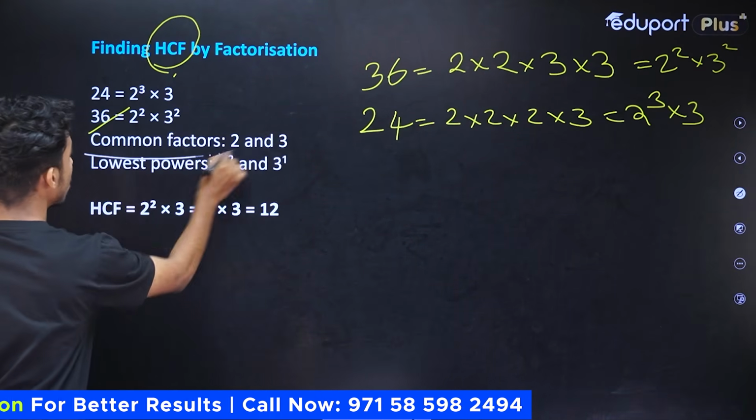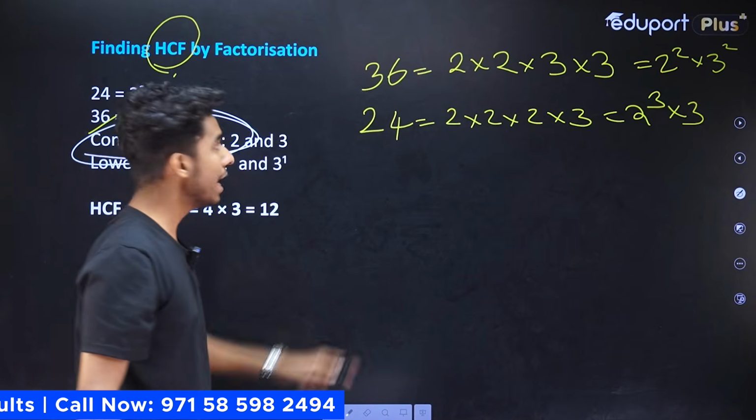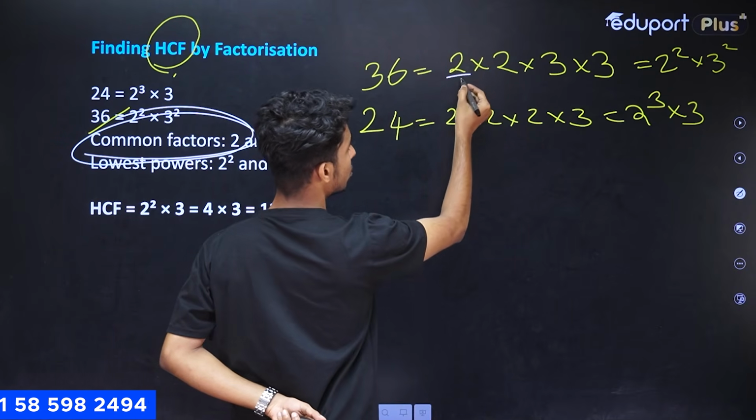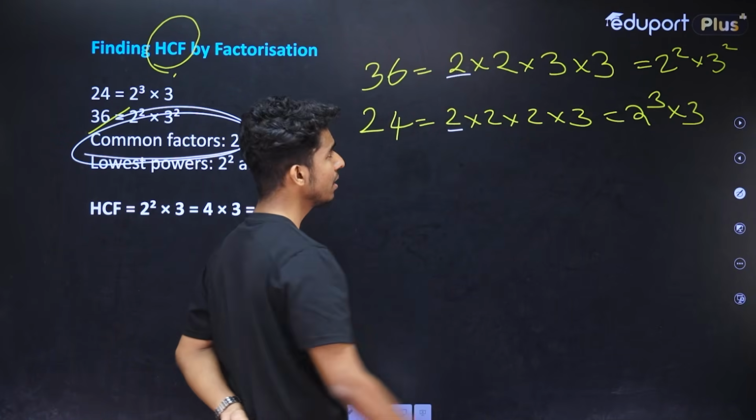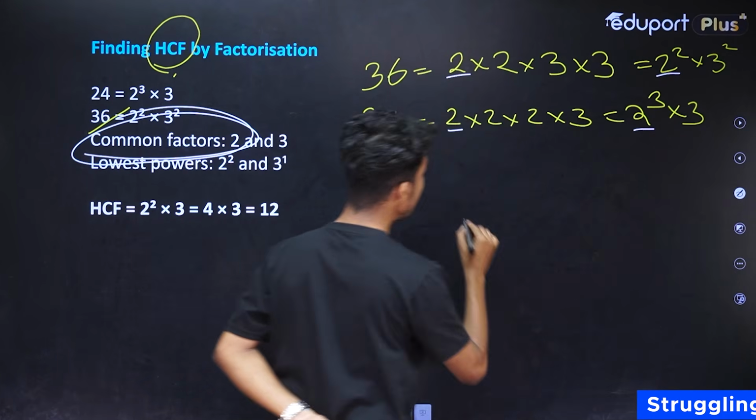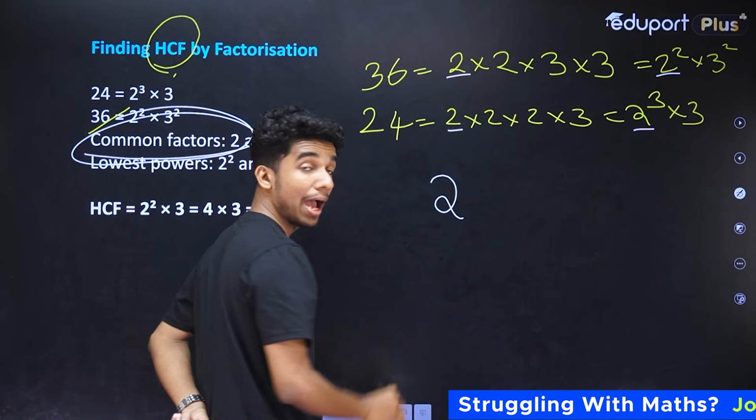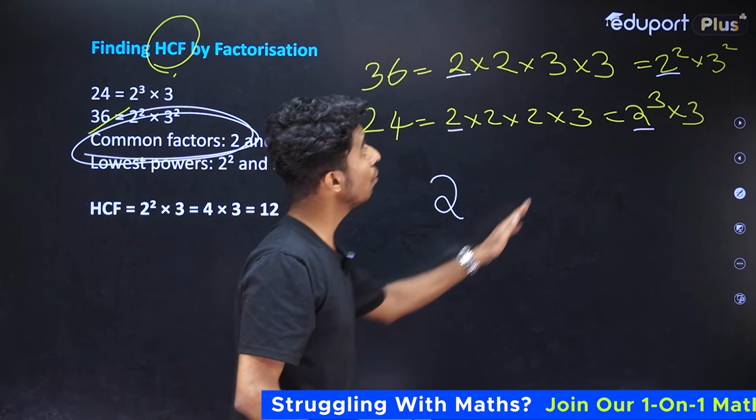Okay, taking the common factors. Here 2 is common. Here 2 is here, also 2 is here. In the final form 2 is here, 2 is here. I'm taking that 2 and taking the power.